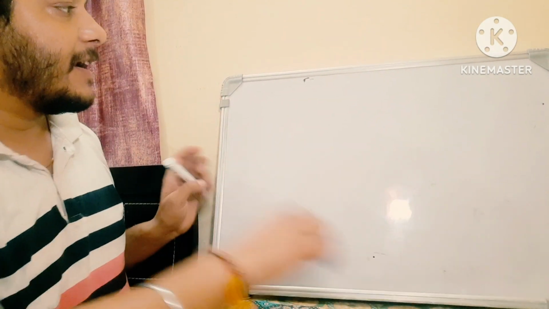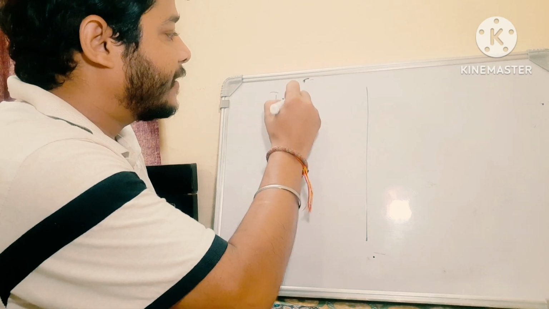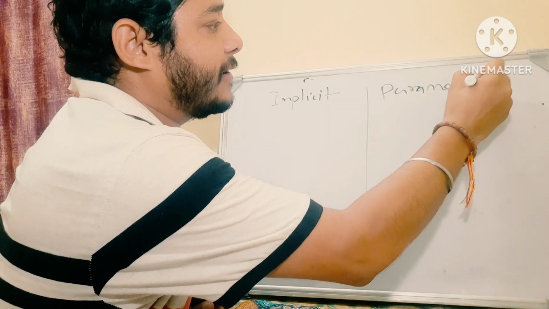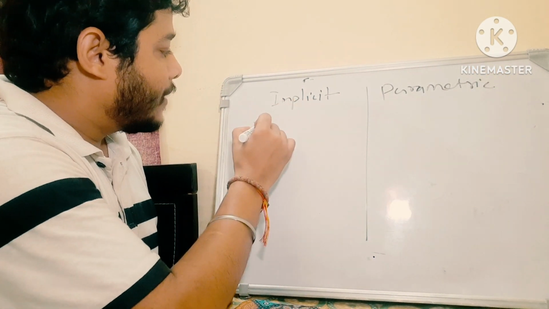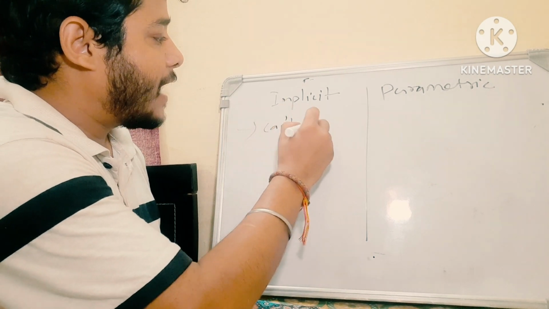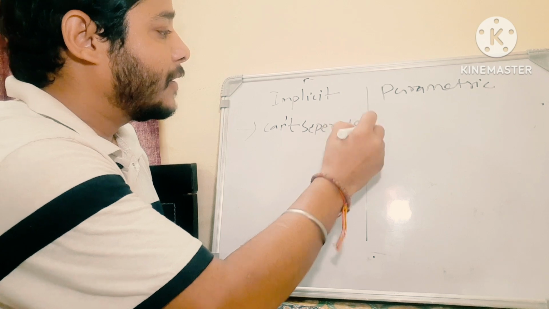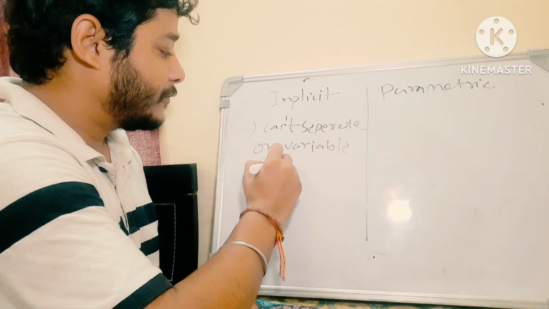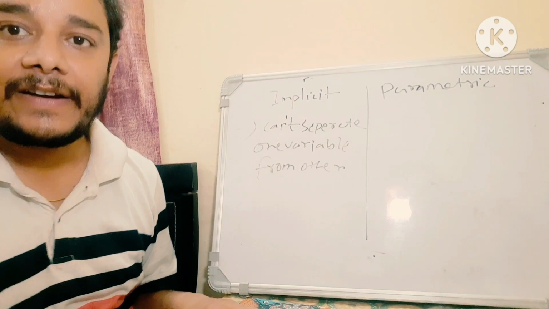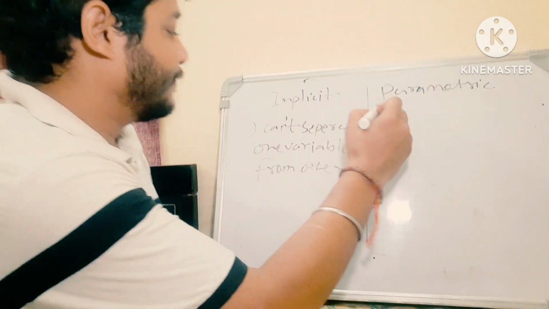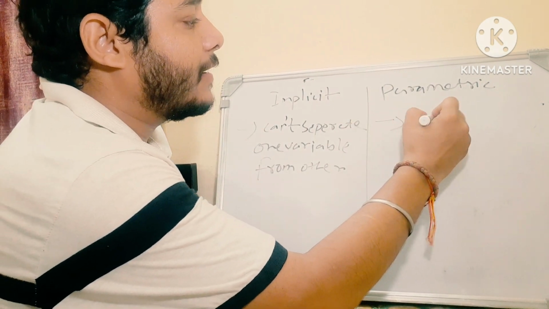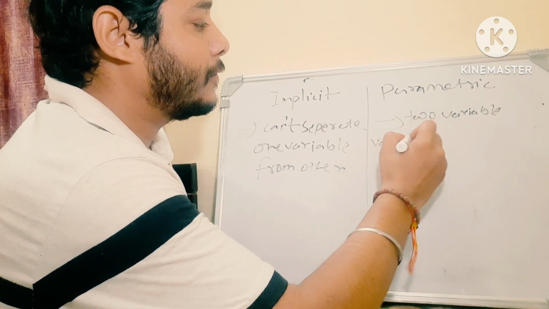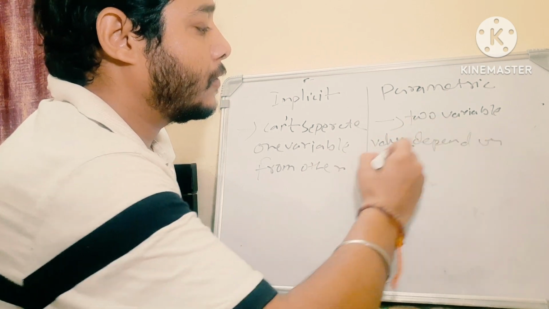So here, this is the implicit, and here parametric. In implicit, you can't separate one variable from the other, right? In parametric, two variable values depend on one variable.